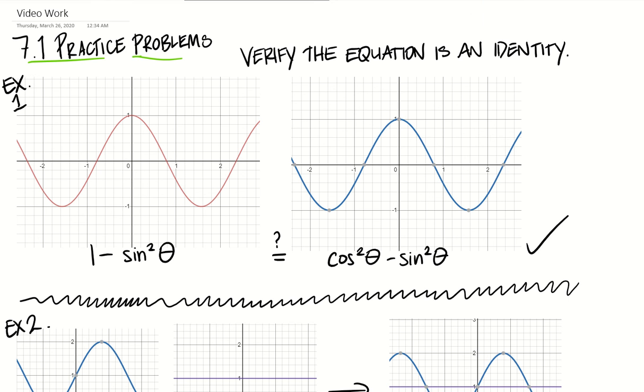All right. To summarize what we just talked about with the graphs, I've got them shown here. 1 minus sine squared of theta on the left-hand side and cosine squared minus sine squared of theta. They are very clearly equal, so I put a question mark to say that I was testing it and then a check to show that they are the same.